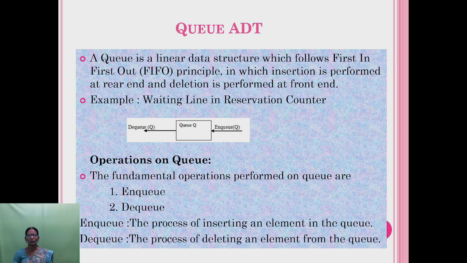So two pointers are used. In a stack only one pointer is used, called the top. But in a queue two pointers are used: the insertion at one end, called rear, and deletion at the other end, called front. Here we use the queue ADT. The insertion operation is referred to as enqueue, and the deletion operation is referred to as dequeue. So two types of operations can be performed with the help of the queue. Enqueue is inserting an element in a queue, and dequeue is deleting an element from the queue.